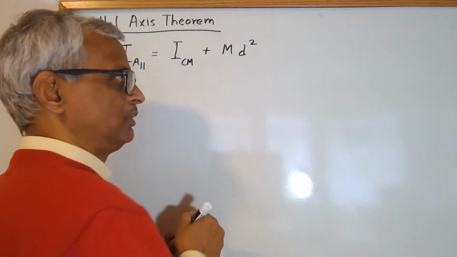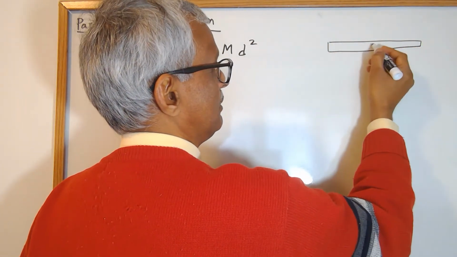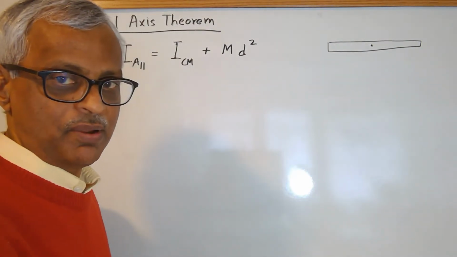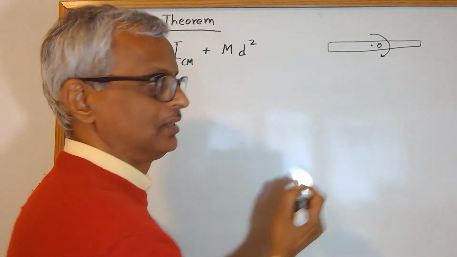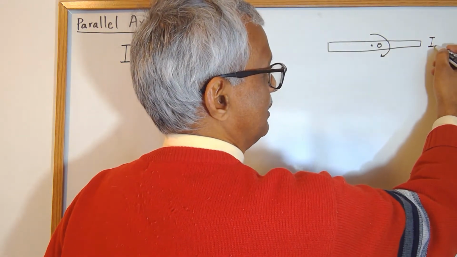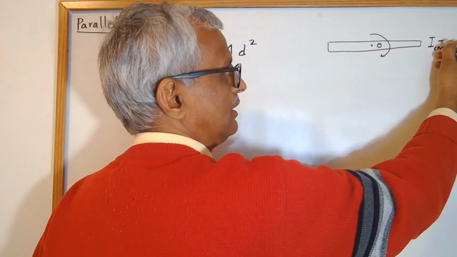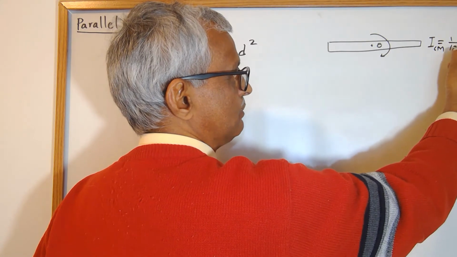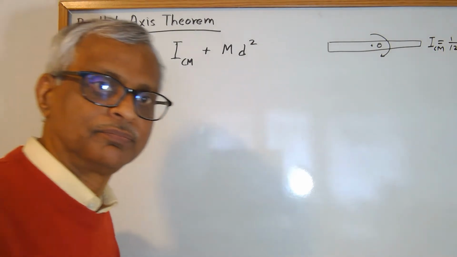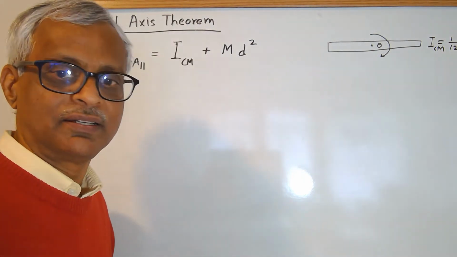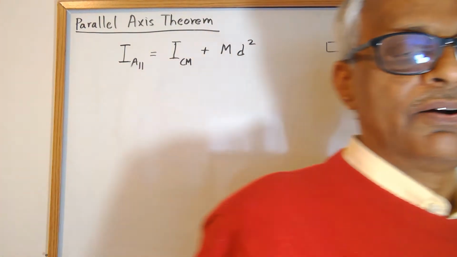So for example, here is a bar. If the axis went through the center of mass, if this was the O and you're rotating about that, then this axis, this way or this way, is 1/12 ml square, right? You know that it's 1/12 ml square.